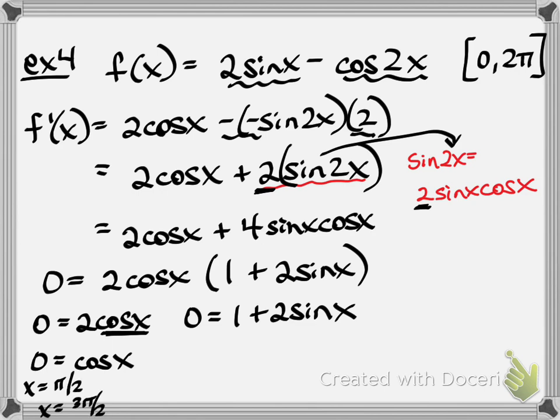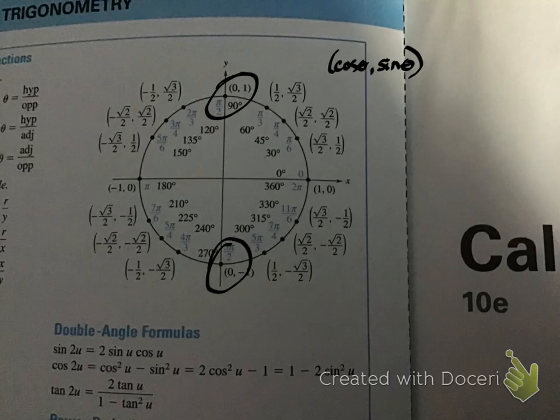This one, we are going to minus 1, and then divide by 2 to get sine x by itself, because we're trying to solve it for sine x. Then if you look at your unit circle chart, where is sine equal to negative a half? Let's see. Sine is negative a half right here, and it's negative a half right here. So 7 pi over 6 and 11 pi over 6.